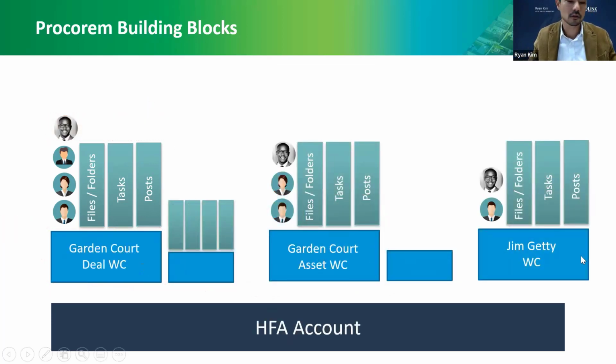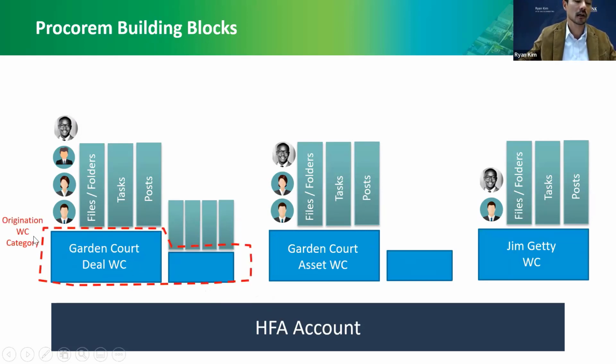So I'm going to go over a little use case for you in our industry. You're an HFA agency, you have an HFA account, and you have a Garden Court Deal Work Center. I have a category set up as an origination work center category. This is where all your origination deal work centers are put within this category.